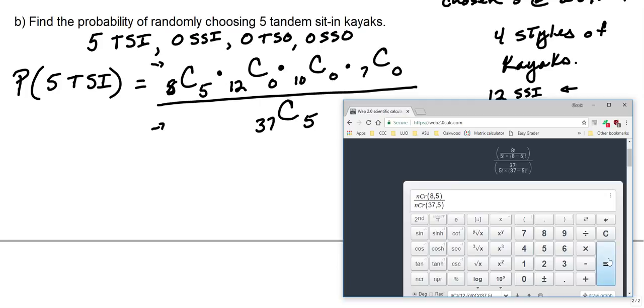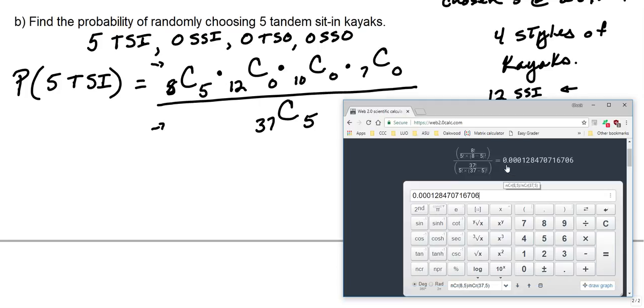And I'll go ahead and hit enter. And notice that we get an even smaller probability than we did before, but that should make sense because we have fewer tandem sit-in kayaks than we did from the others. So that's going to be 0.0001, and we'll round it to 1.3.